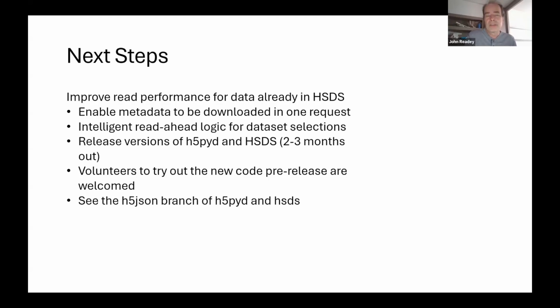There are some other things that we'll be looking into. But overall, the initial versions with this new architecture will be out in 2 or 3 months, I hope. There's code now in GitHub. If you are brave and would like to try it out, you're welcome to. You can see the branches h5JSON in h5pyd and HSDS. The setup and install are the same as before, so that shouldn't be anything different. And if you have questions or run into issues, feel free to open an issue in GitHub or post to the forum. All right, that's all I had for this.